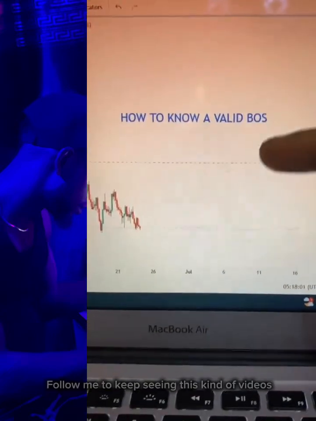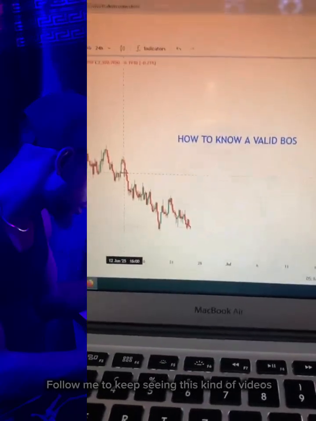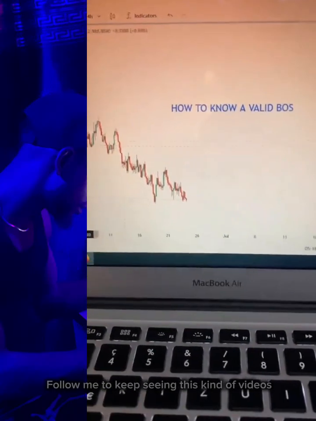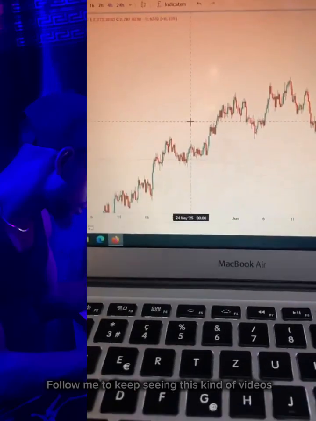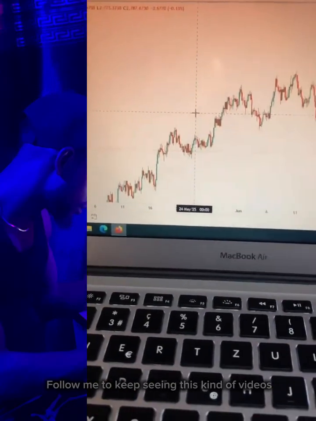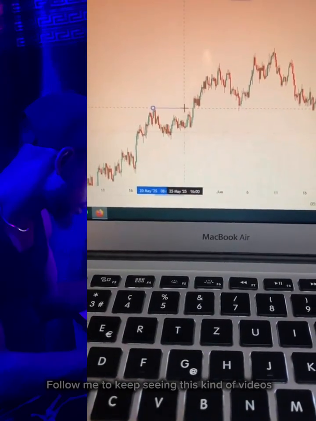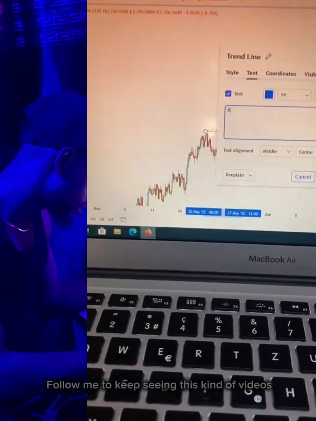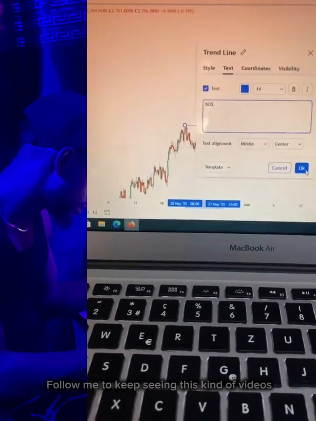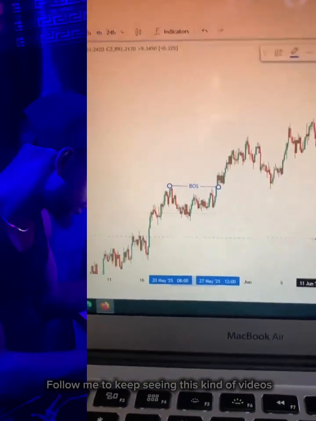How to know a valid break of structure? If you are a trader, especially a smart money trader or you trade ICT, how can you know when price breaks a particular structure? Say this particular structure, price breaks out now. This is a break of structure, right? To the upside. So how can you know that this break of structure is valid as a trader?